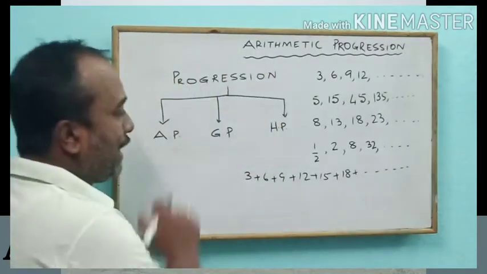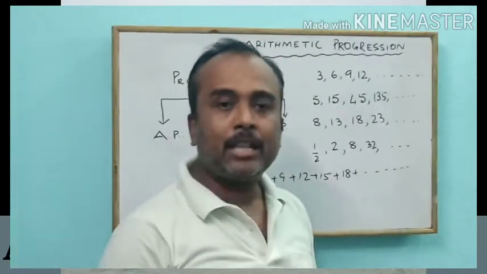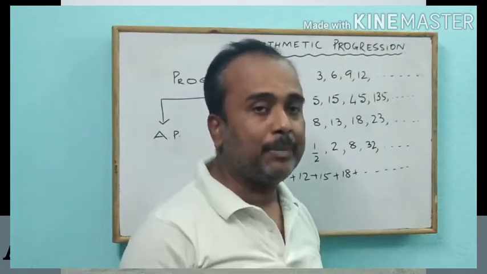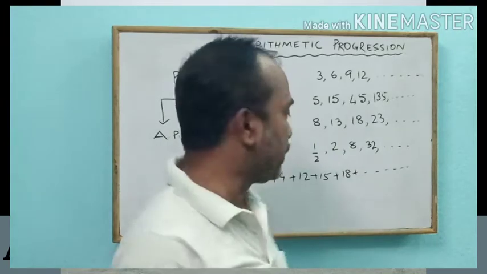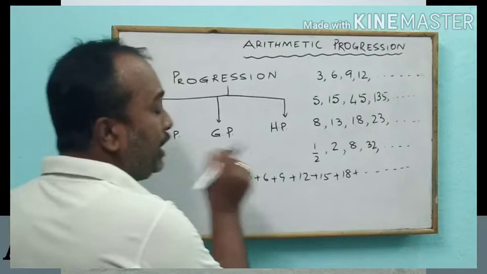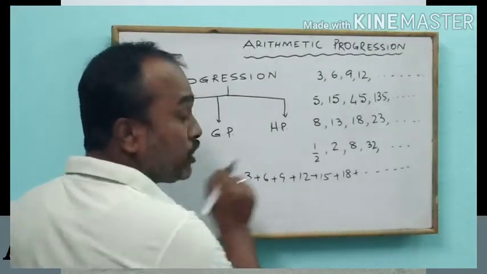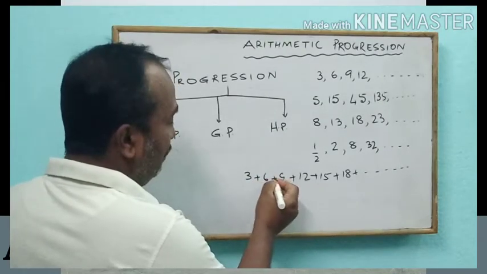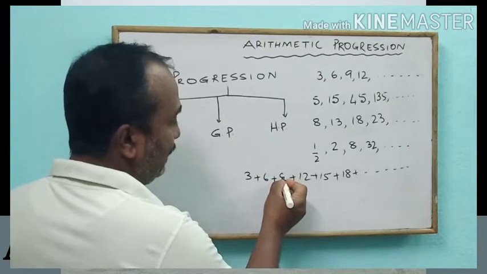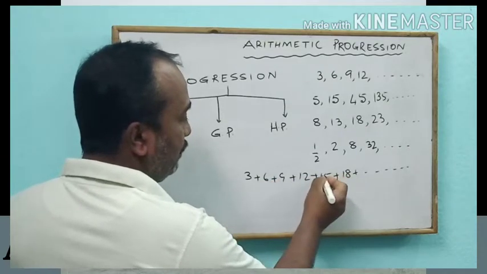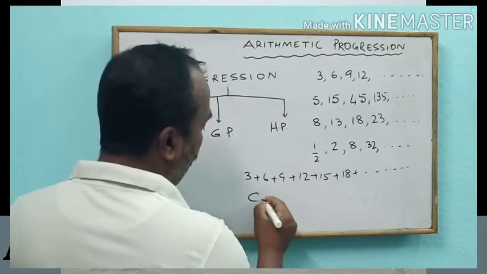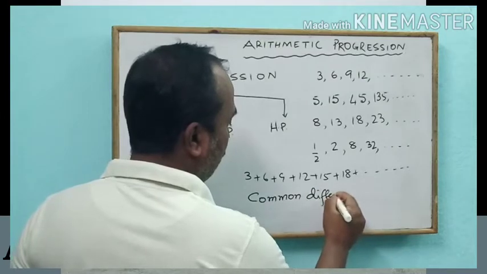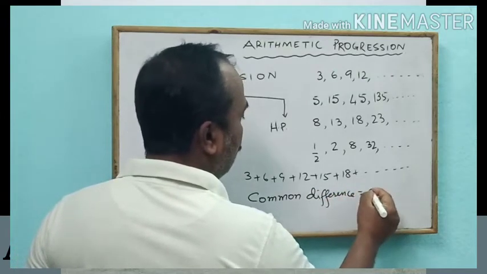Now, what is an arithmetic series? Let us first understand arithmetic progression. Arithmetic progression is that particular progression where we have a common difference between 2 consecutive terms. The common difference here is 3. 9 minus 6 is 3, 12 minus 9 is 3, 15 minus 12 is 3, 18 minus 15 is 3. So what we have is a common difference, denoted by D.